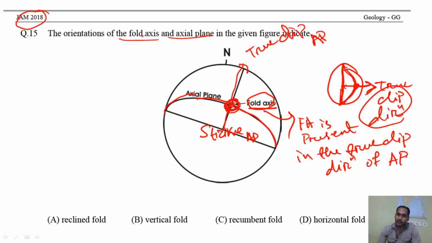So how to measure this? This is the direction part, and you can mark another thing: this is the dip amount of the plane. Okay, how can you calculate the dip?